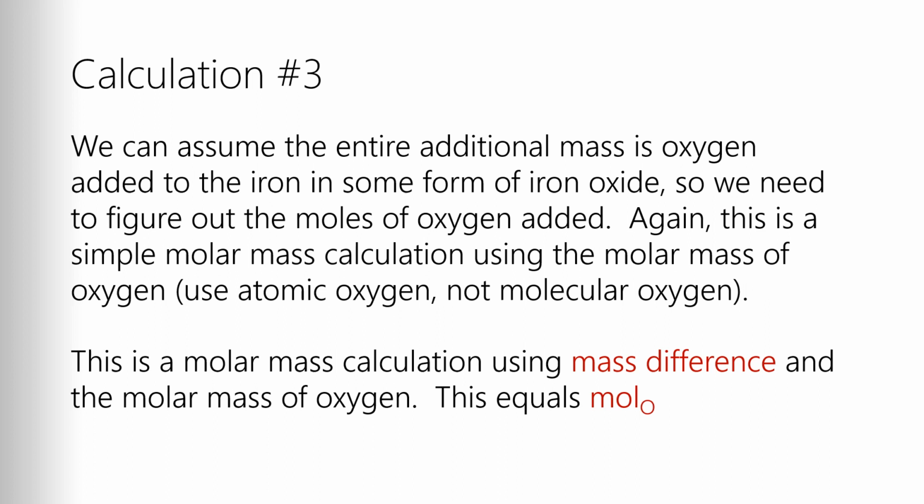Well, just like we did in calculation 1, we know the grams of oxygen we added, that's the mass difference. We know the molar mass of oxygen, and again, we're just going to use oxygen as an element, so 16 grams per mole. Between those two, it's a simple molar mass calculation. Our mass divided by 16 gives us how many moles of oxygen we have. So now we know the moles of oxygen and the moles of iron. Now we need to see what ratio they are to each other.